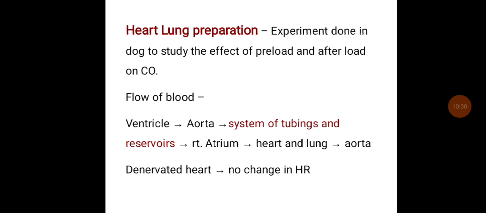Okay, so it is directly proportional. So then heart-lung preparation is an experiment done in a dog to mainly study the effect of preload and afterload. Okay, so here an anesthetized dog is used, and the heart is connected to the tubings, and they will study the effect of load on the cardiac muscle fibers.